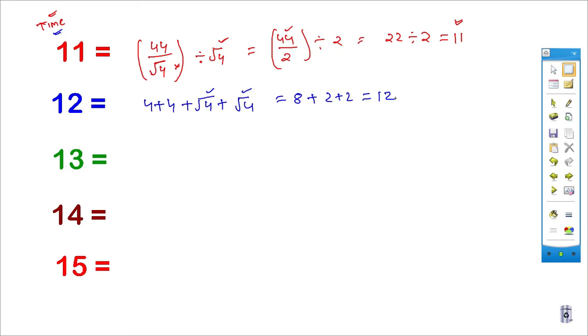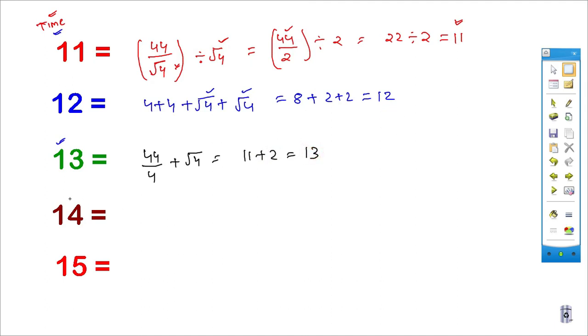Let's talk about the 13th one. Again, in this case, if you pay attention, I will choose a different way. So what is the different way? If I write 44 divided by 4, that is 11. If I add square root of 4 to 11, it will be 13. 11 plus 2, and the answer is 13.